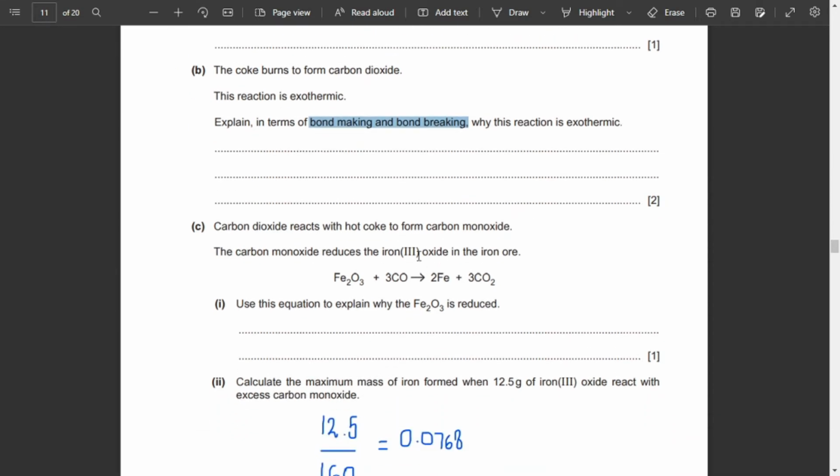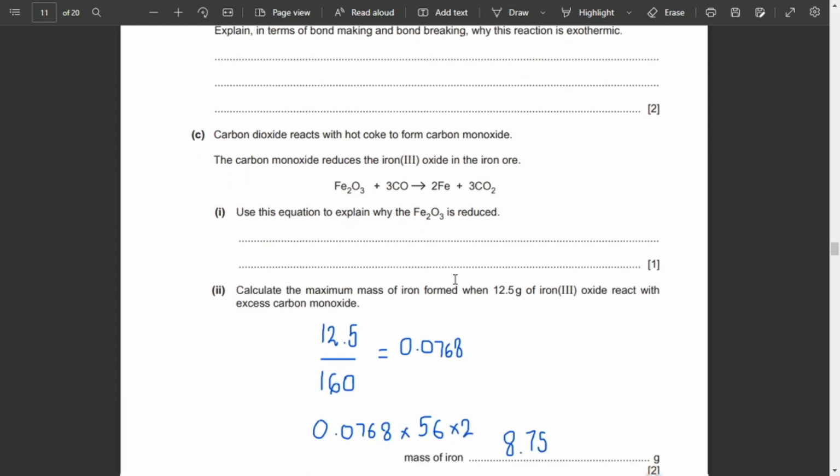Moving on to part C, carbon dioxide reacts with hot coke to form carbon monoxide. The carbon monoxide reduces the iron 3 oxide in the iron ore. Using the equation, explain why Fe2O3 is reduced. Fe2O3 is reduced because, as we can see, on one side of the reaction we have oxygen with it. However, on the product side we do not have oxygen. That means it has lost its oxygen, which means it has been reduced. Moving on to part 2.